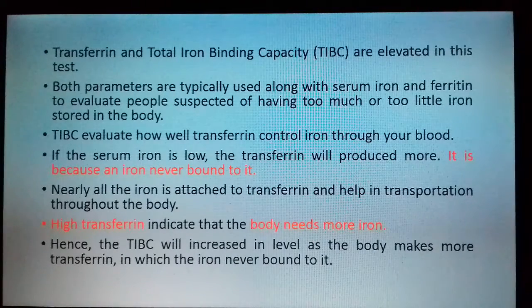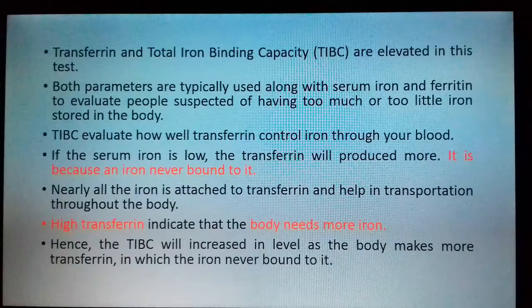Transferrin and total iron binding capacity (TIBC) are elevated in this test. Both parameters are typically used along with serum iron and ferritin to evaluate people suspected of having too much or too little iron stored in the body. TIBC evaluates how well transferrin controls iron through your blood. If the serum iron is low, the transferrin will produce more. It is because iron never bound to it.